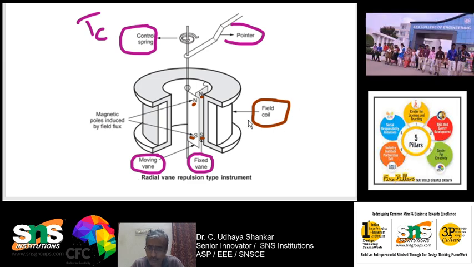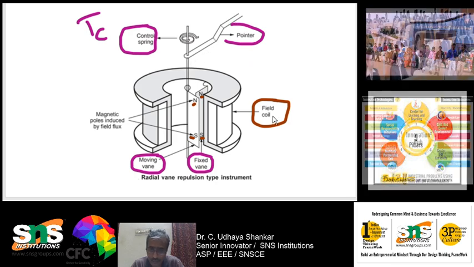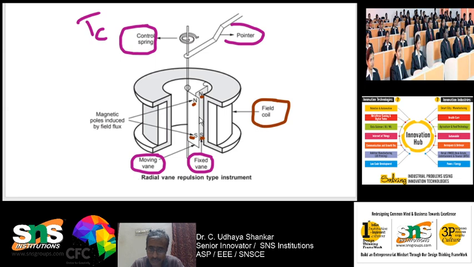So if the current magnitude is very high, then the repulsion force will be very high, and because of which the pointer will be moving to a very large value. If the current in the field coil is very less, then the repulsion force will be very less, and because of which the pointer will be deflecting to a very small value.